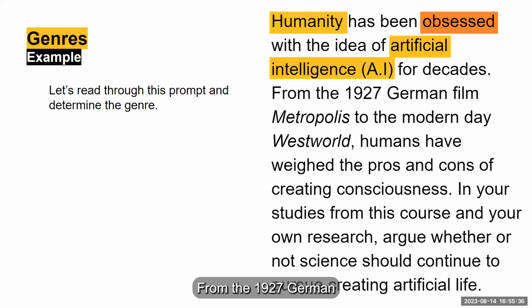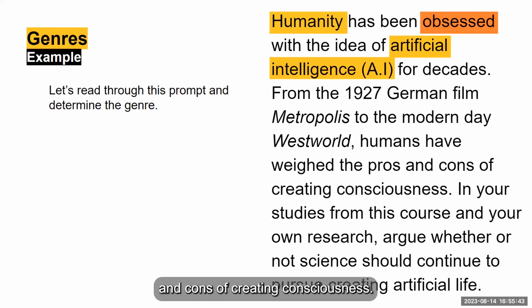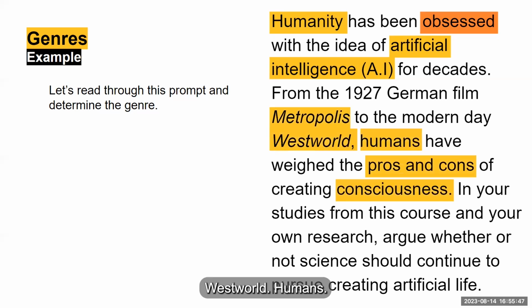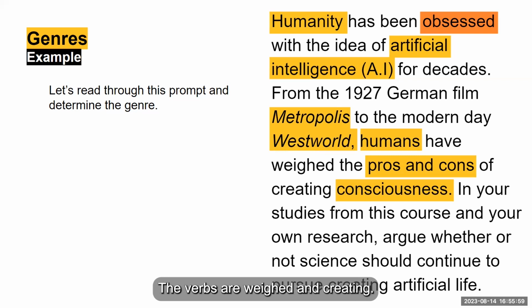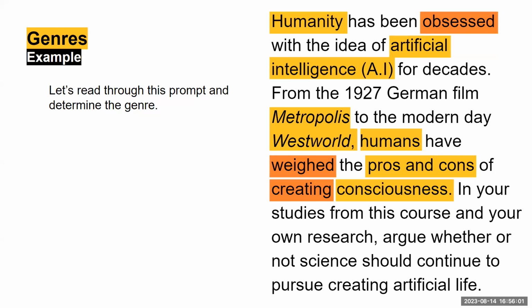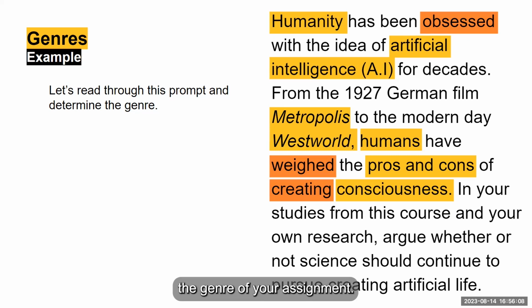From the 1927 German film Metropolis to the modern-day Westworld, humans have weighed the pros and cons of creating consciousness. The nouns here are Metropolis, Westworld, humans, pros and cons, and consciousness. These nouns help us better understand the topic you'll be writing about. The verbs are weighed and creating. Again, these verbs are not applied to the writer in this situation and therefore do not affect the genre of your assignment.